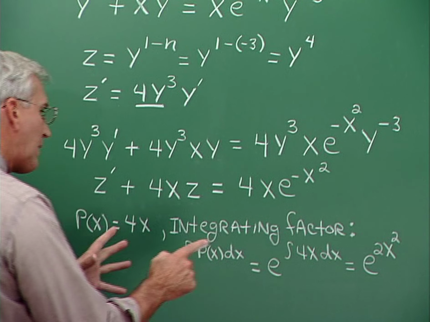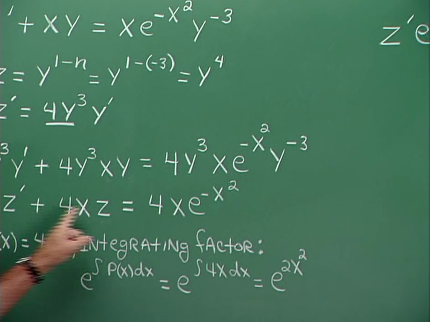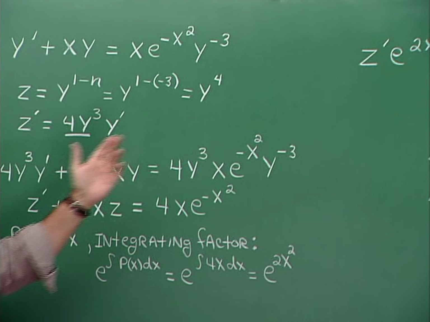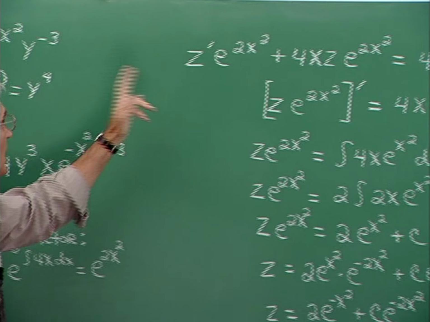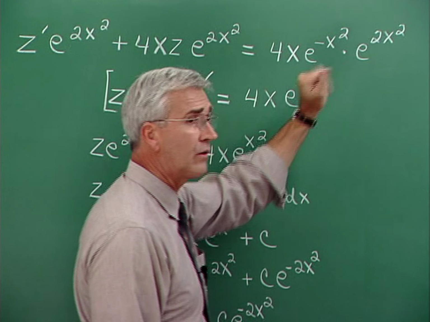All right, so now that we have that integrating factor, we're going to multiply it times all of these terms. I've done that up here. It's the z prime times integrating factor. Next term times integrating factor. Right side times integrating factor.